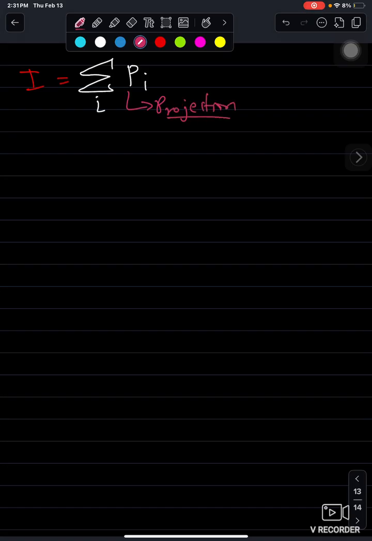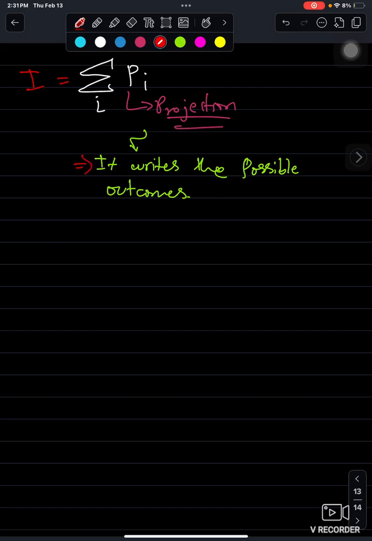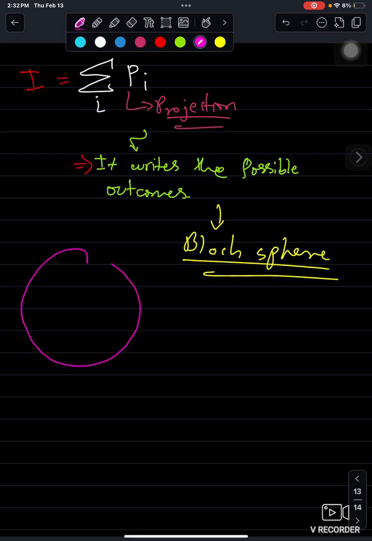Projection, okay. What this does is it writes all the possible outcomes. Let's suppose we are given a certain state, and there can be many ways to represent that state. One sphere we use is called the Bloch sphere, something like that, which looks like this actually.